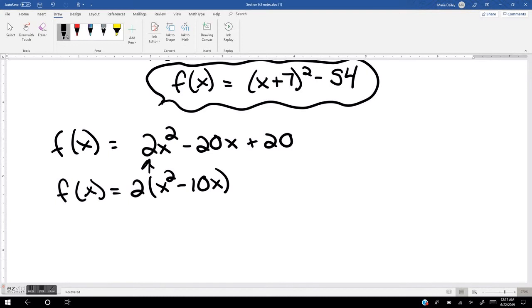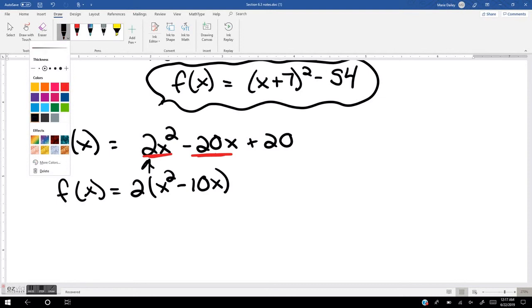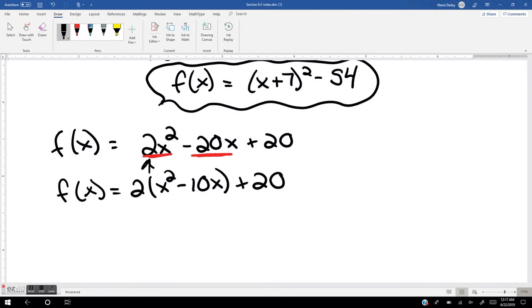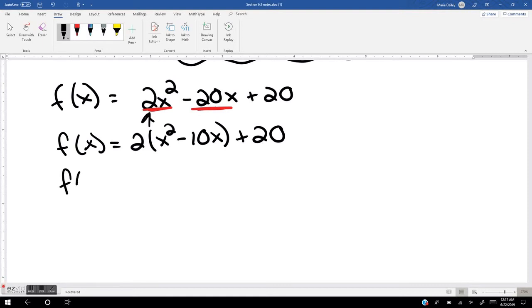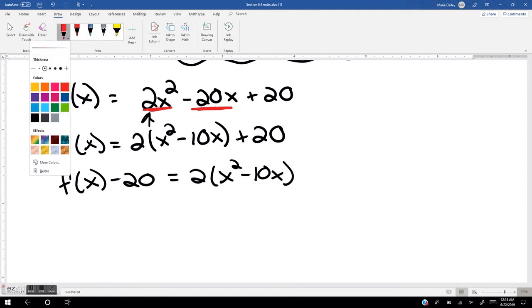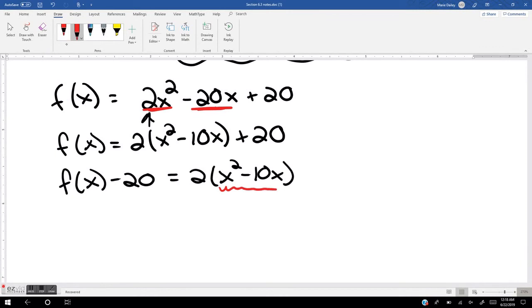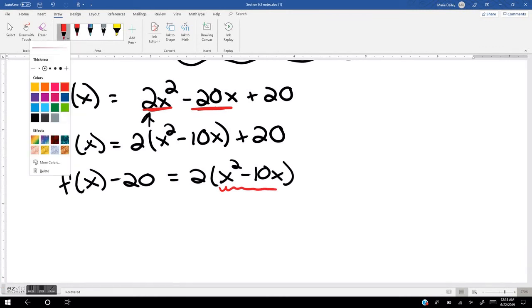So in other words, just the 2x squared minus 20x. We're not going to touch the 20 at the end there. It's going to chill out there on the other side. Now that that x squared has a coefficient of positive 1, just like we did for completing the square, we're going to move that 20 over to the other side. So now it is starting to resemble completing the square. Now we want to go ahead and do completing the square for just that inside portion, okay?